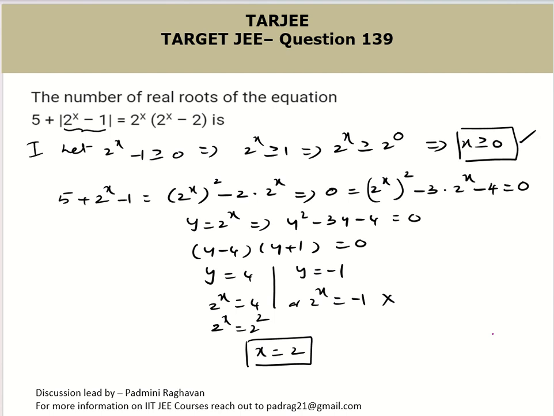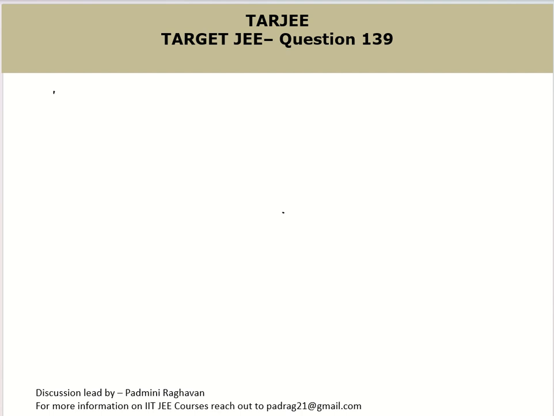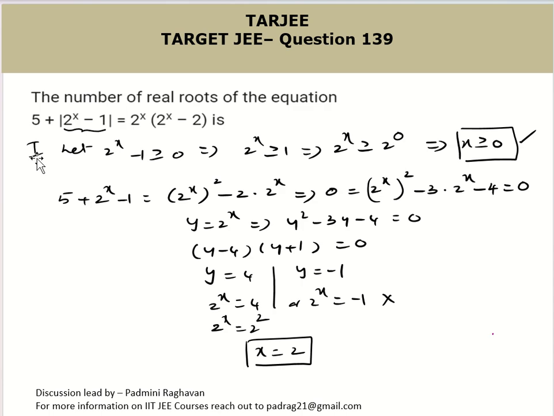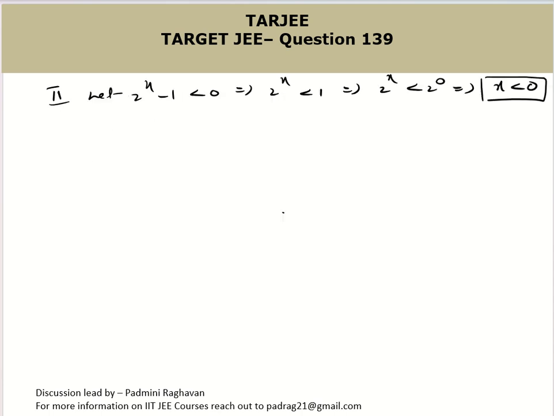So we need to discuss the second case, namely let 2^x - 1 be less than 0. This implies 2^x is less than 1, which implies 2^x is less than 2^0, which implies x is less than 0. We are assuming x is less than 0. If we assume x is less than 0, the quantity inside the modulus is negative. So remove the modulus, attach a negative sign.